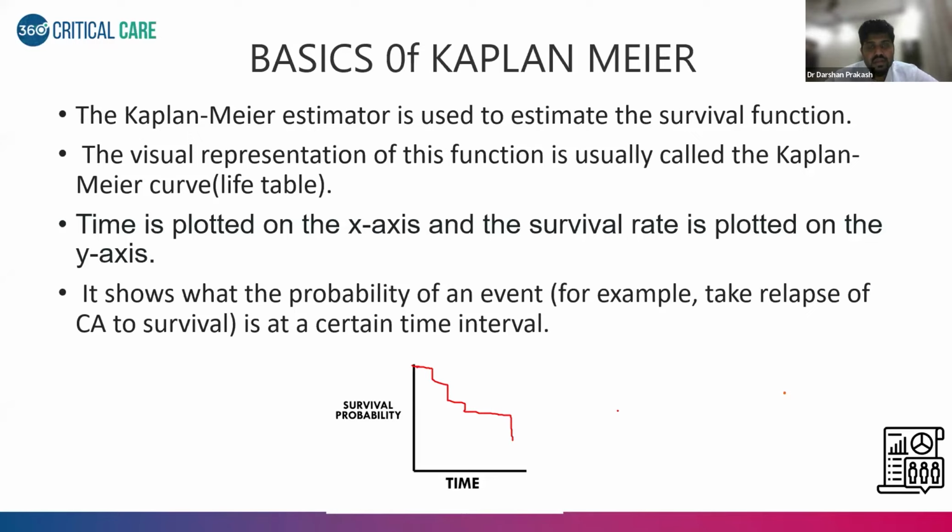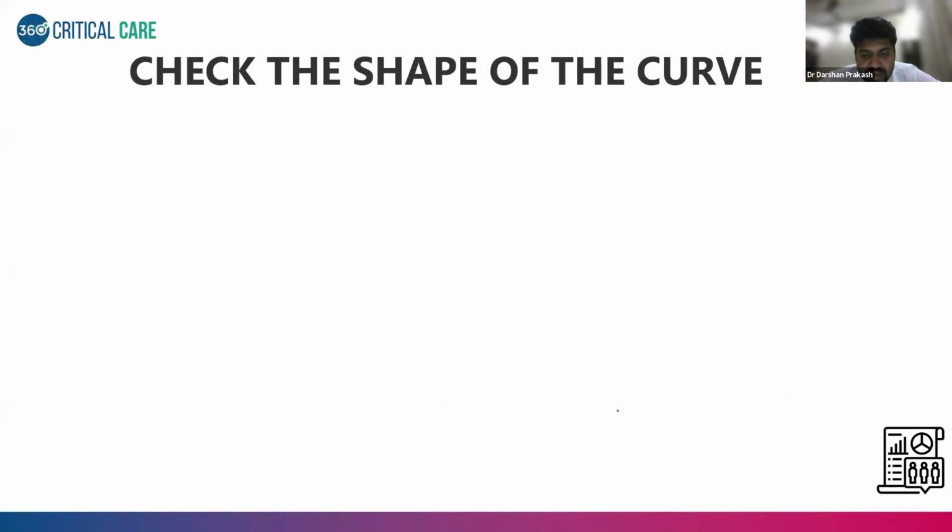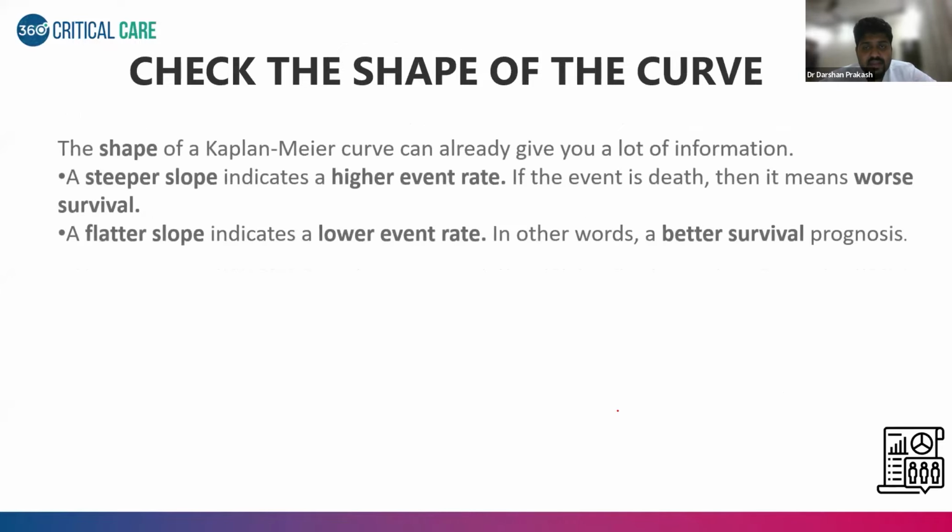Okay, coming to the next thing. When you have a Kaplan-Meier curve given in most of the analyses, usually at one glance you can tell the result by checking the curve. The shape of the Kaplan-Meier curve already gives you a lot of information. A steeper slope indicates a higher event rate. The event can be death, relapse, etc. Sometimes it can be the worst indicator, like in a case of death, right? A flatter slope indicates a lower event rate, which means the probability of survival is better. So this will help you understand.